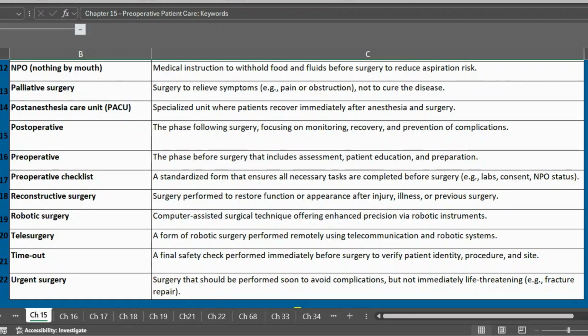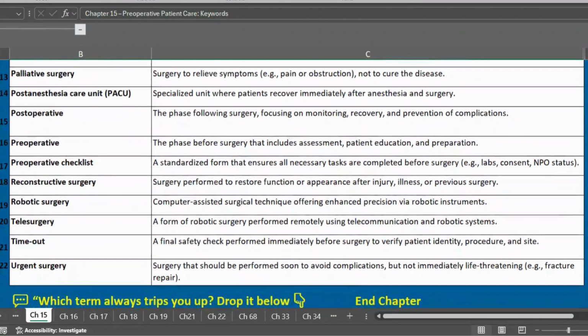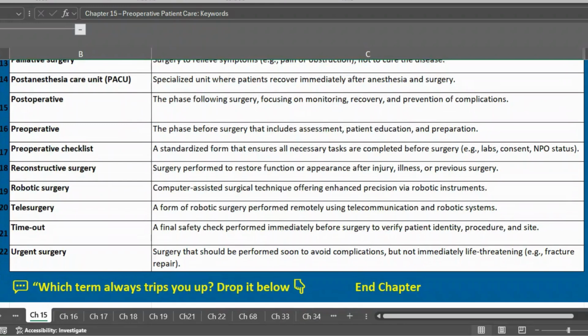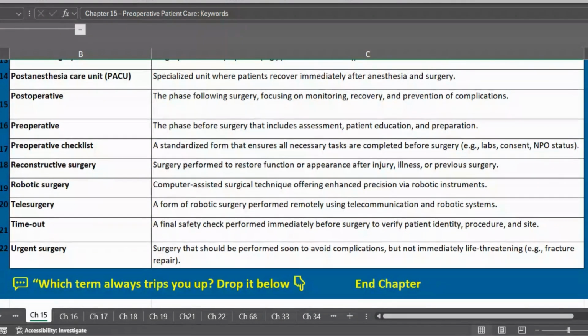Postoperative is the phase following surgery, focusing on monitoring, recovering, and prevention of complications. Period after surgery focused on recovery includes wound care, pain control, and complication monitoring. Preoperative is the phase before surgery that includes assessment, patient education, and preparation, which is this chapter. Period before surgery for preparation. Its preoperative phase includes assessments, teaching, and consent.